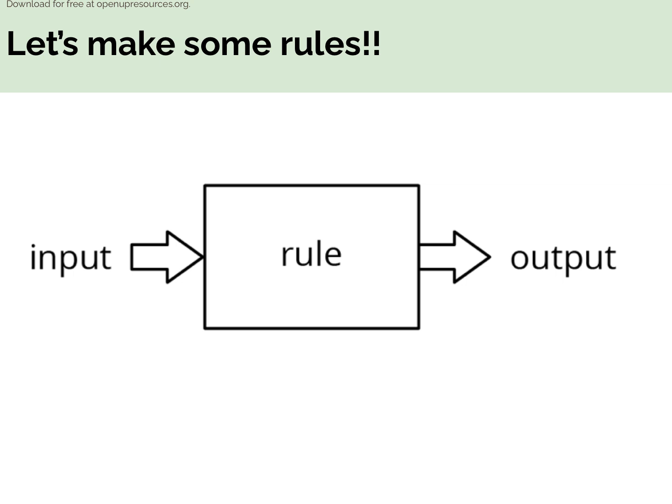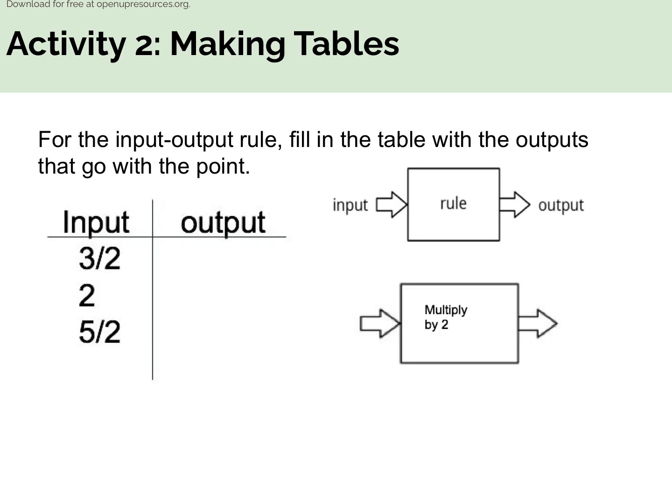These are the input diagrams that we're going to be working with for today. Here's an example of an input diagram. Notice again, we put something in, we have some type of rule, and then we have an output out. You're going to need a calculator. Notice how we're going to put in 3/2. Our rule is to multiply by 2.